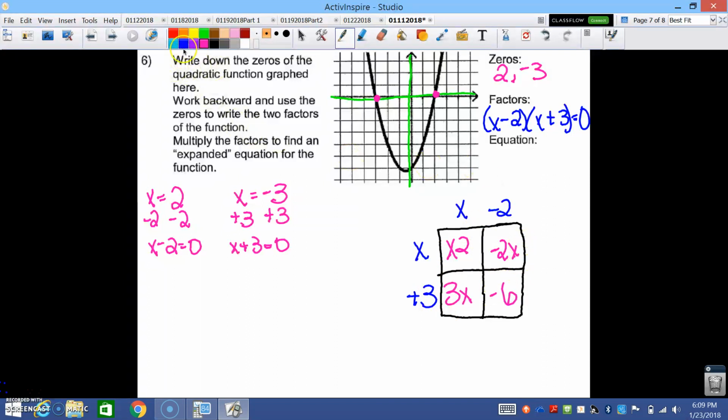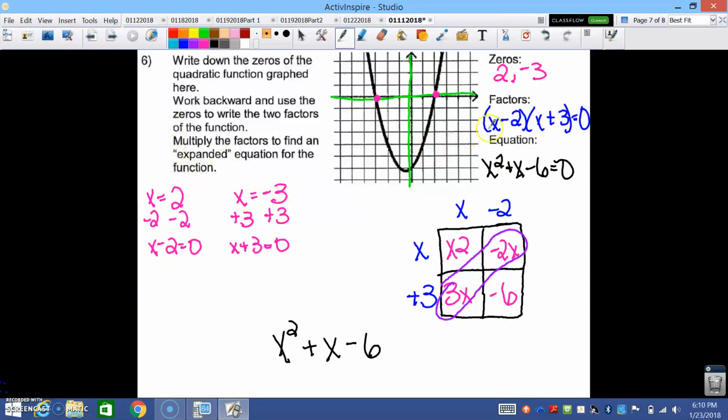Okay, and once I do that, I can combine my like terms, right? My x's, 3x and negative 2x. Okay, so I would end up with the equation x squared, so 3x minus 2x would give me 1x, so plus x minus 6, right? Okay, and so the equation we end up with is x squared plus x minus 6 equals 0. Okay, so that's our equation.